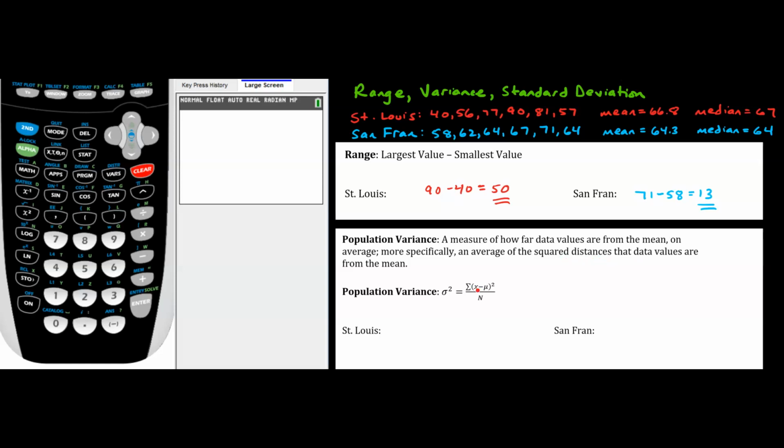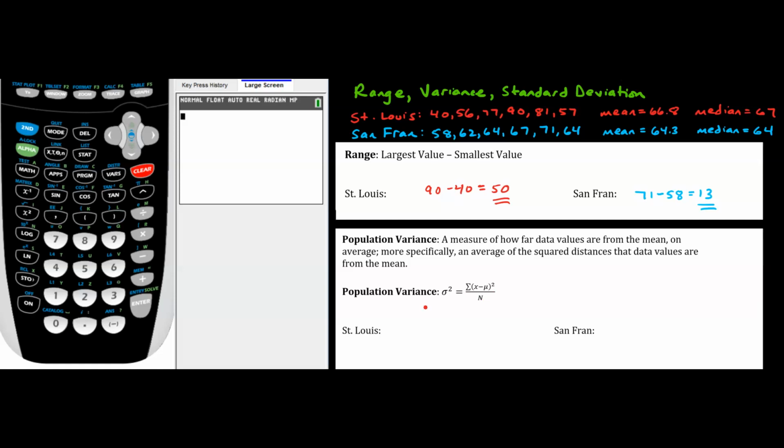I'll show you. x represents a data point, so if you do x minus mu, you're getting the distance that data point is from the mean. If you square that, you're getting a squared distance. This symbol means sum, so take the sum of all of the squared distances. Then after you have the sum, you divide by the number of data points that you have. That is the idea of computing an average of those squared distances.